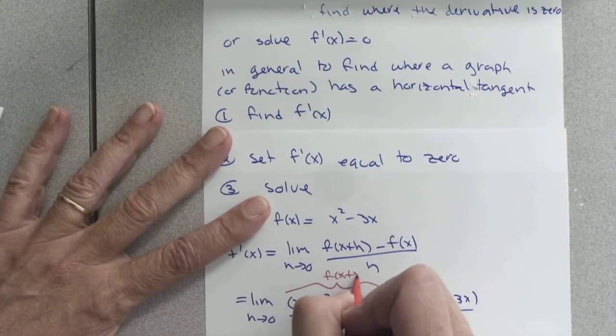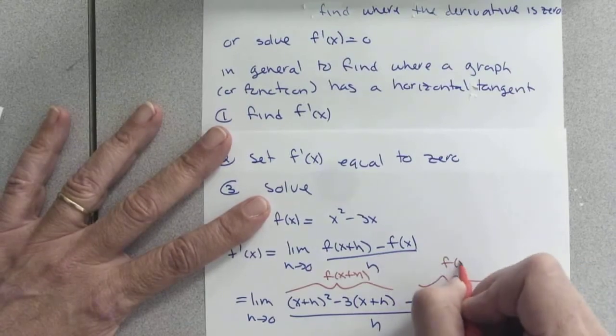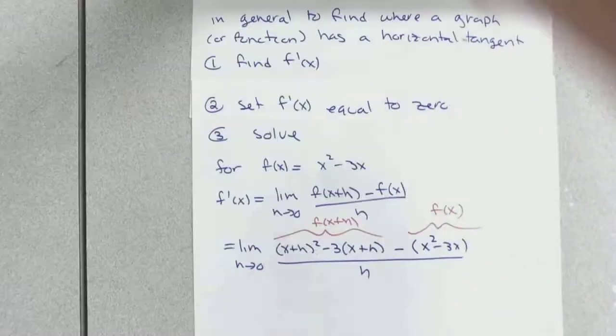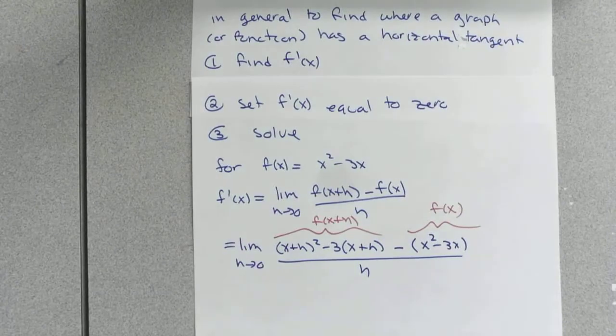All of that is f of x plus h. All of that is f of x. Remember, f of x plus h means nothing but replace all the x's in the formula with x plus h. And then f of x is just the formula itself. Notice the careful use of parentheses. It has to be negative 3 times the quantity x plus h. I need those parentheses around that x plus h. And then minus f of x: minus parentheses, x squared minus 3x, parentheses. You've got to use careful parentheses.